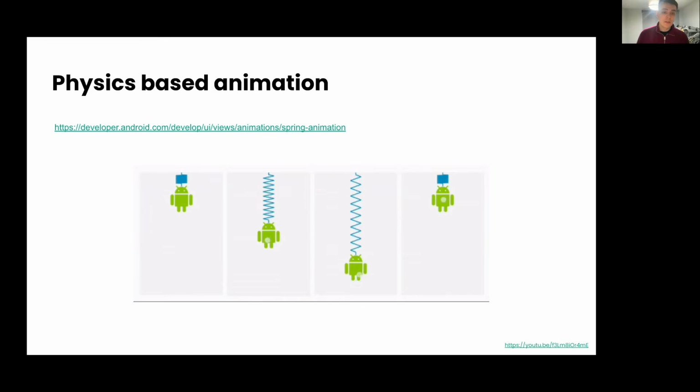And this library provides the opportunity to implement so-called physics-based animations. So animation that tries to imitate the laws of physics. And the basic concepts here are a spring, its stiffness, and the force with which we can stretch or compress the spring, right?